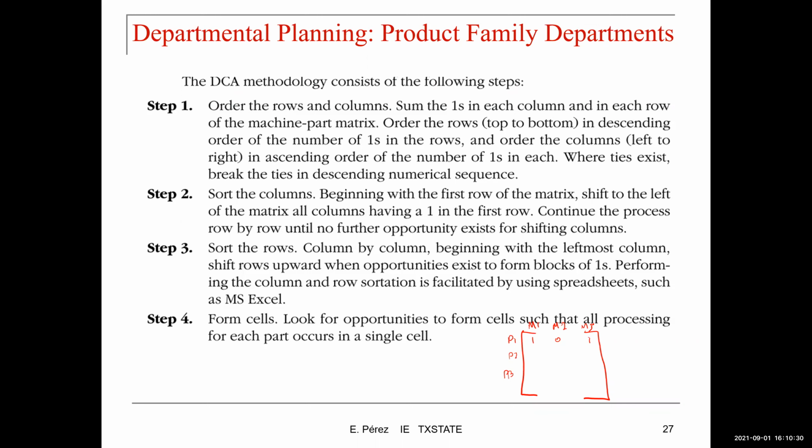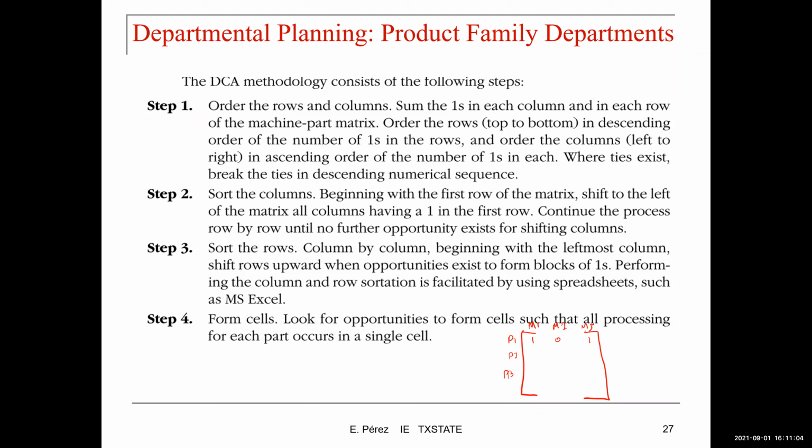Okay, so we're going to start with ordering the rows and columns, and we're going to sum the ones in each column and in each row of the machine part matrix. Then we're going to order the rows top to bottom in descending order of the number of ones in the rows, and order the columns left to right in ascending order of the number of ones in each. Where ties exist, we're going to break the ties in descending numerical sequence.